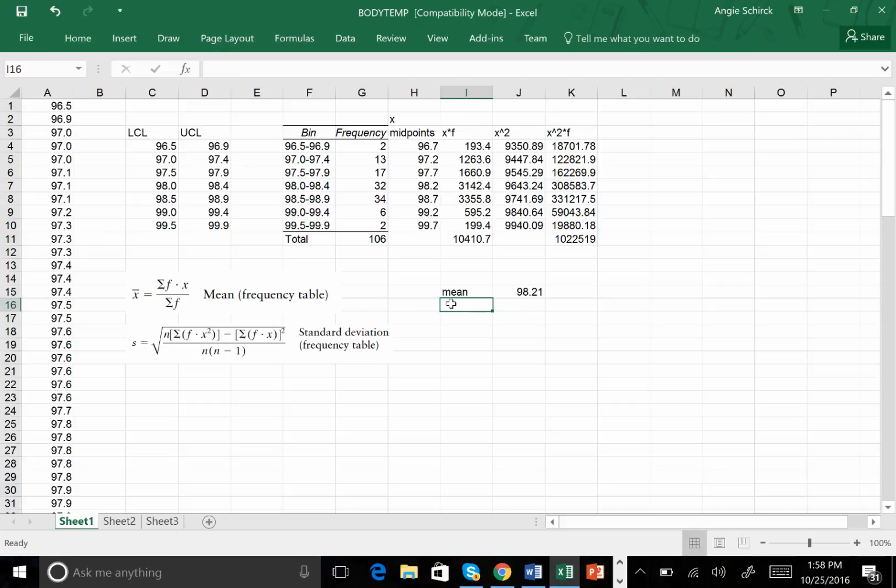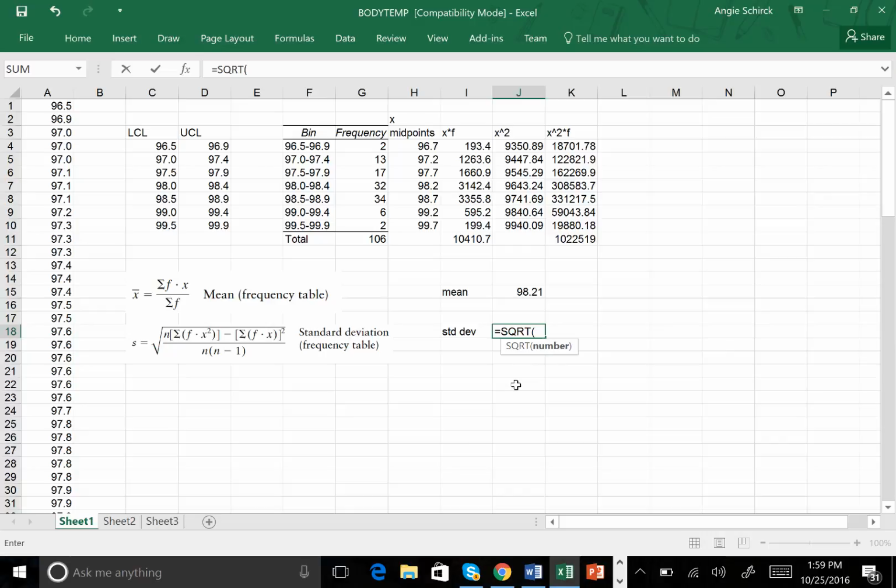All right, so the standard deviation, we have to plug into this formula. So remember, n is 106. The sum of f times x squared, that's this column over here. The sum of f times x, that's this one right here. And again, n is 106. So to find the standard deviation, we're going to type equals SQ for square root. We're going to choose SQRT for square root.